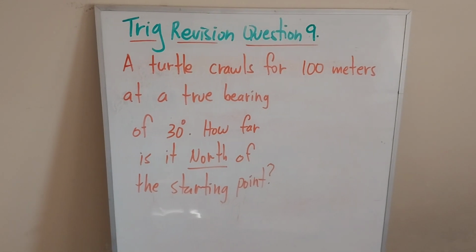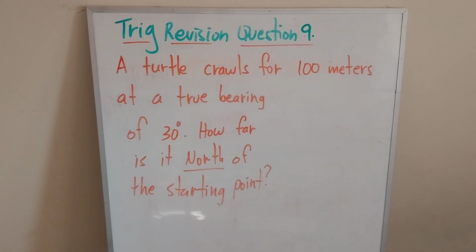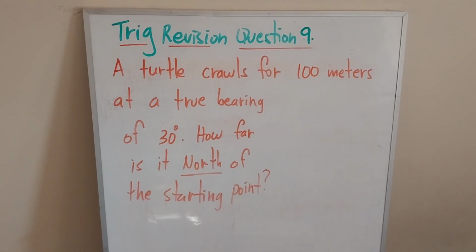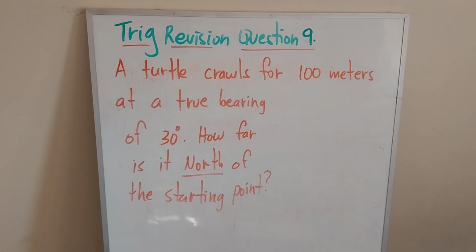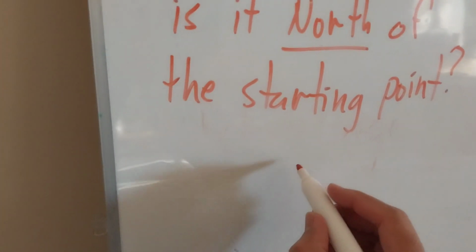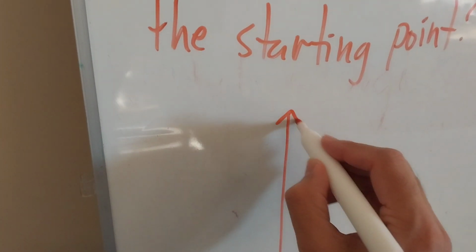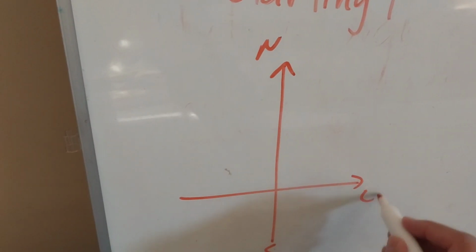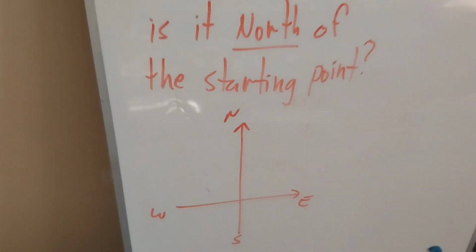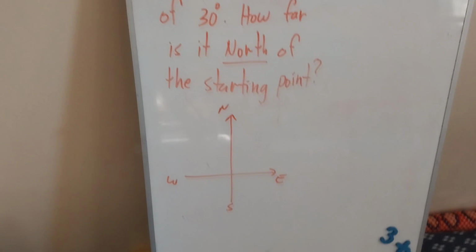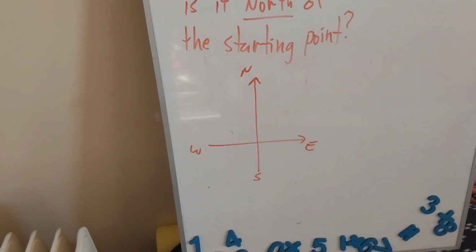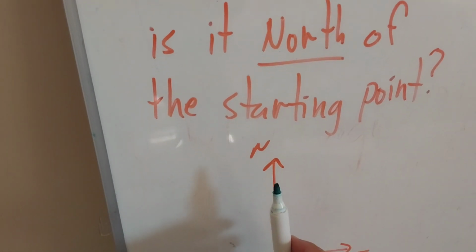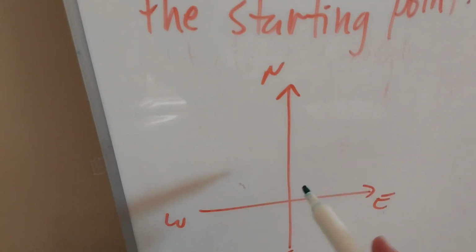Now, this is a word problem. One very important part of a word problem is to try to make some illustrations. Without illustrations, it will be very difficult to answer the question. So, let's make our directions. That's your north, south, east, west. Now, the turtle crawled at a true bearing of 30 degrees. So that means from north, 30 degrees towards east.